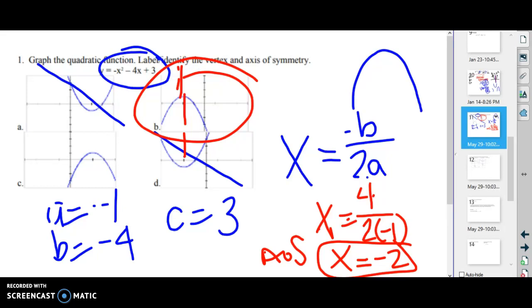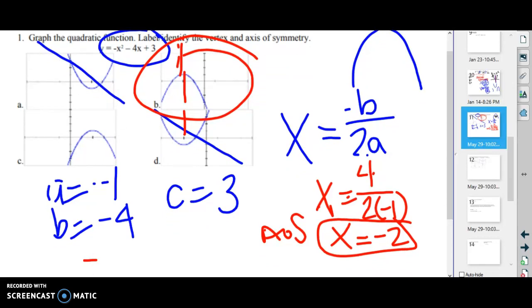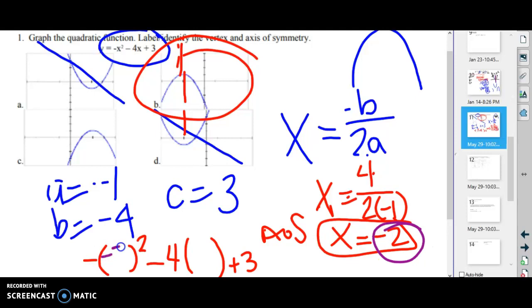Now, the hard part about that is now I have to find the vertex. Well, if I know that -2 is my x value, what I'm going to do, I'm going to copy down this equation. So I'm going to write negative, and then there's an x, so I'm going to put a parentheses, squared. And then it says -4 times x, and then plus 3. And then I look over here, I know that x is -2. So plug in -2, -2.